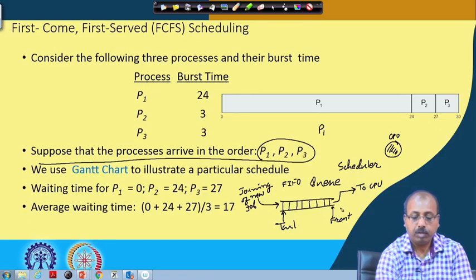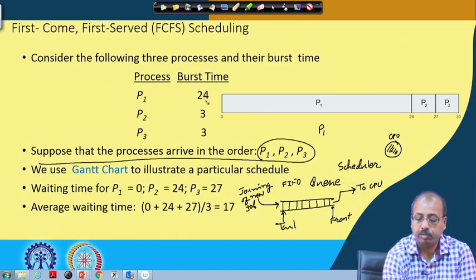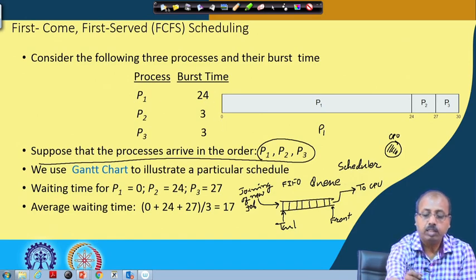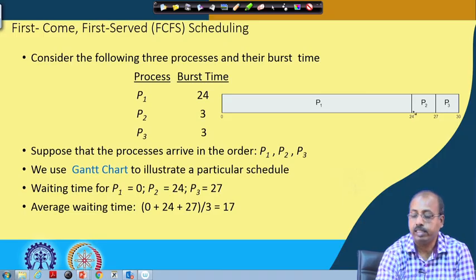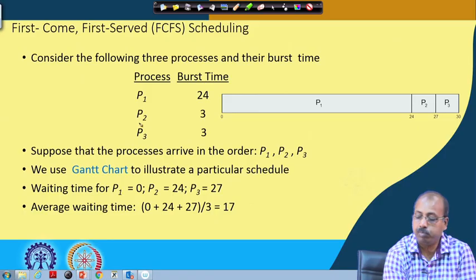So, P1's burst time is 24 units. If I take the start time to be time 0, then it starts at time 0 and finishes at time 24, just before time 24. So P1 is finished. Now, the next job is P2. P2 is picked up and it executes for 3 time units. From time instant 27, P3 executes and goes up to time instant 30.